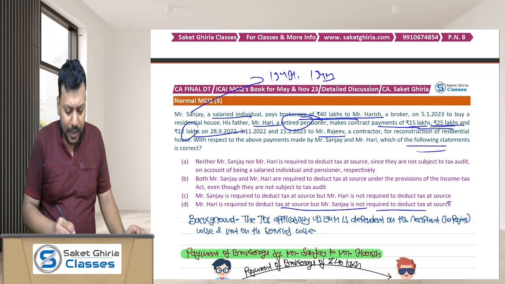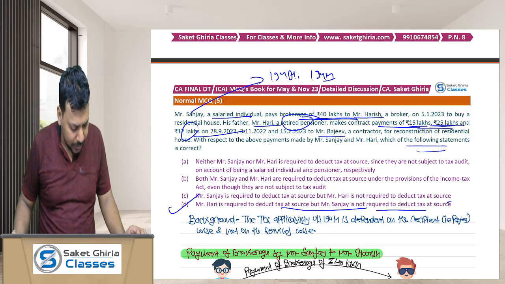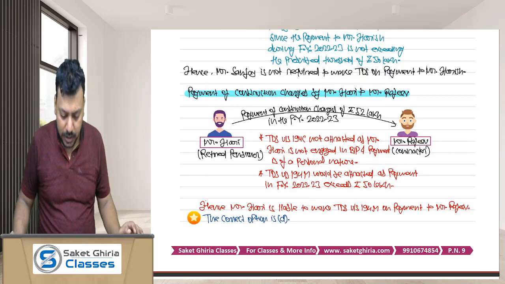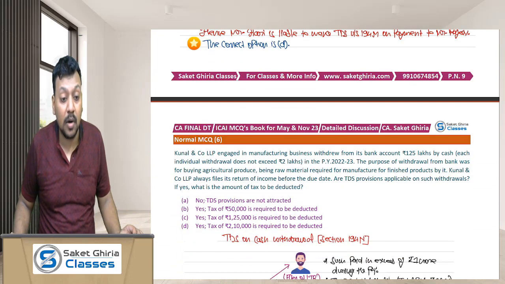Sanjay is not required, so the correct option is D. Okay sir, you are taking a lot of time. Dear, these MCQs require in-depth discussion. How can we skip this?